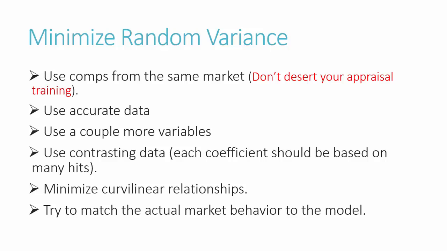And we might try to address and minimize our curvilinear relationships, and we can do that with logs, but in what we talk about in intermediate, usually we just shave off and we try to use only the data that's not in the diminishing rate of return curve or whatever the curve happens to be. But we might address that. Usually a curvilinear relationship only affects 2 or 3%, but that's still a variance that maybe we can get rid of. All right, try to match the actual market behavior to the model.